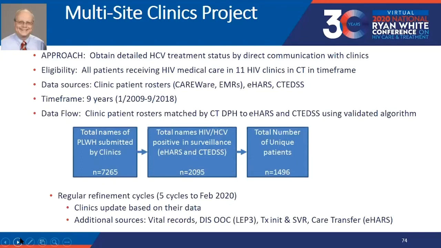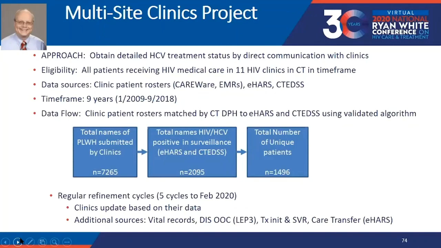Okay, so suffice it to say that through a matching process from clinic patient rosters, matching to the Connecticut DPH, eHARS, and CTEDS using a validated algorithm, so not entirely new, but again, validated algorithms, we came up with 1,496 unique patients in these 11 clinics who look like they have co-infection. So again, through a process of regular refinements, the clinics are constantly updating their data, plus additional sources like vital records, DIS data, and eHARS data, we were able to capture much more granular clinic-based ideas of what's the status of these patients. So next slide.